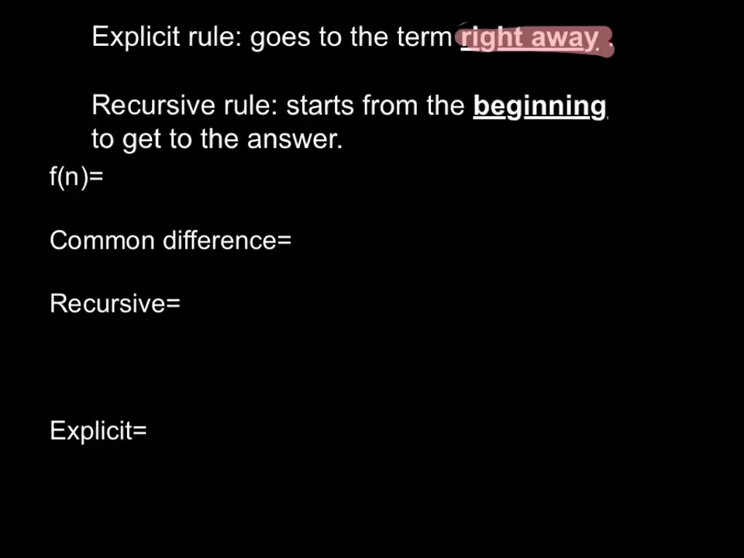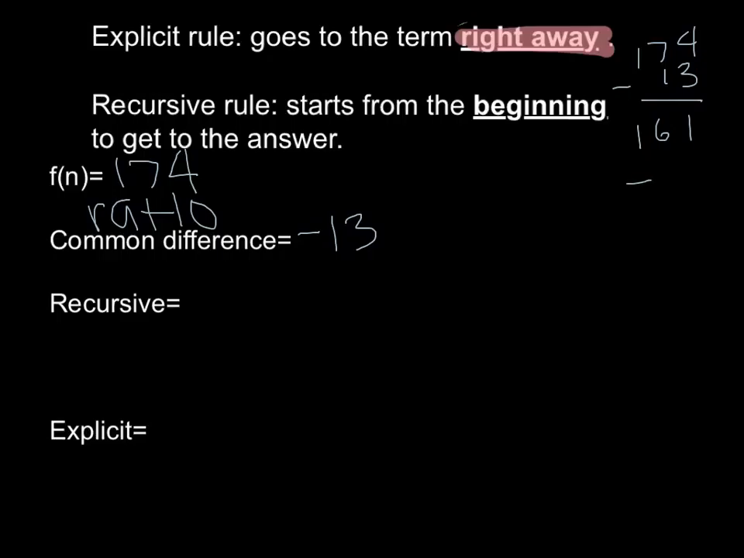So f of 1, it is asking us what was the first number in the table that we saw earlier, which if you took notes, you would know that it was 174. And the common difference was -13. The common difference is like a ratio. It's the number we are using to get the next numbers after the first one. So for this one, it was -13 because 174 minus 13 would equal 161. And you can keep going with -13 to get the rest of the numbers. So that's why it's -13.